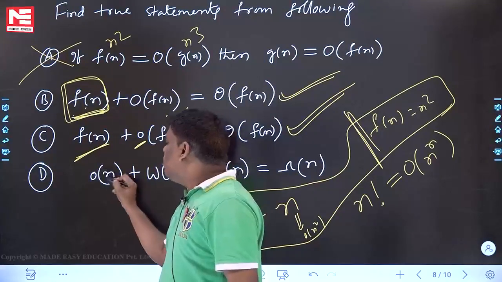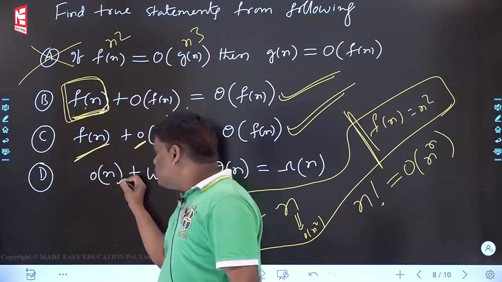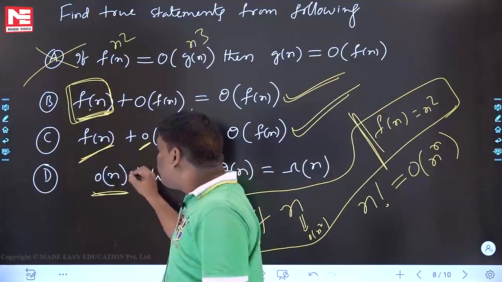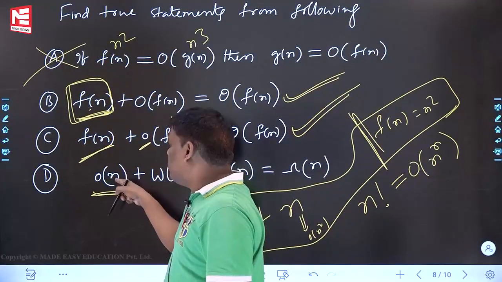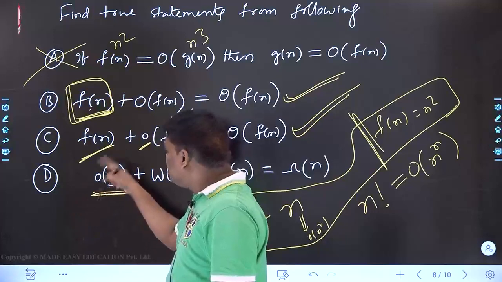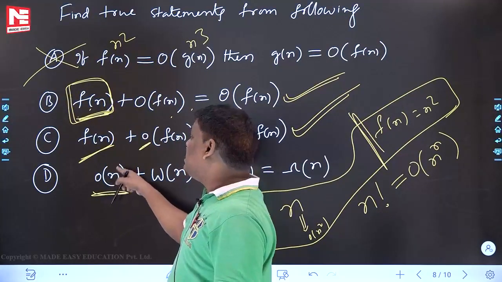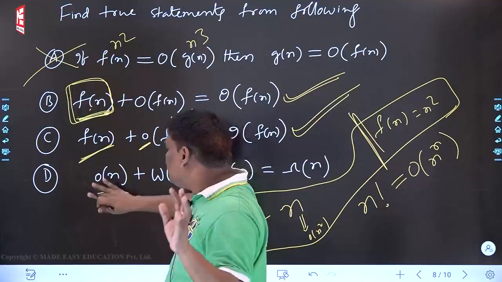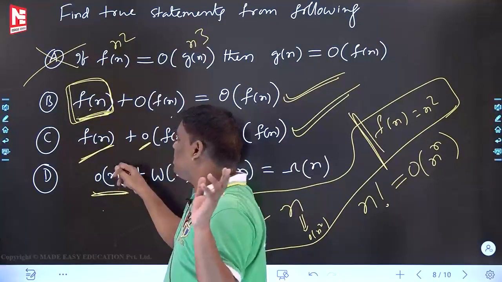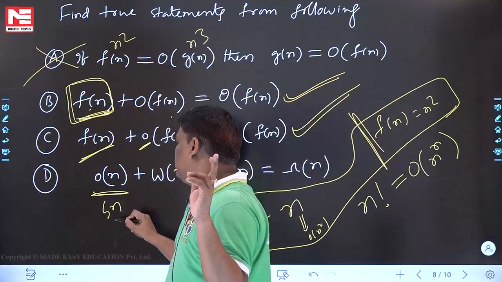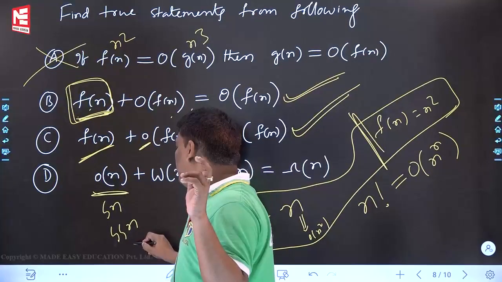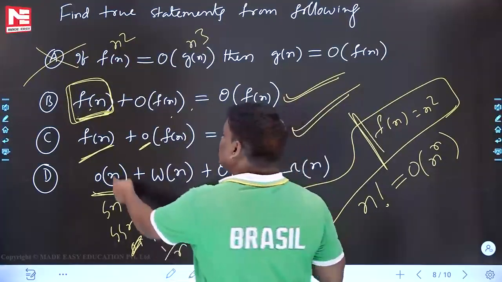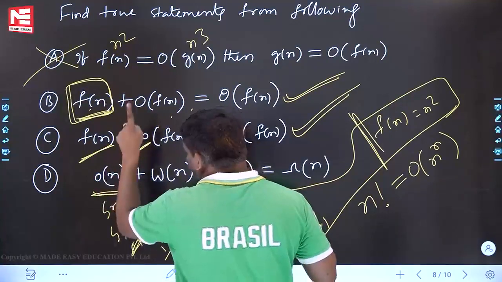Small o of n, what is the meaning? The functions in this area have n as the strict upper bound. The actual function should be less than n; that may be log n, may be 1, may be 1 by n. Anything is possible, but one thing is true: the strict upper bound is n, so the actual function is less than n.